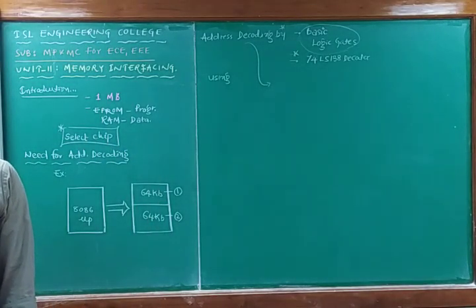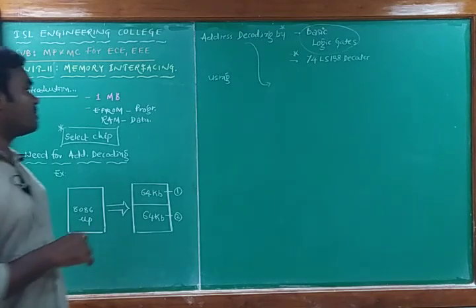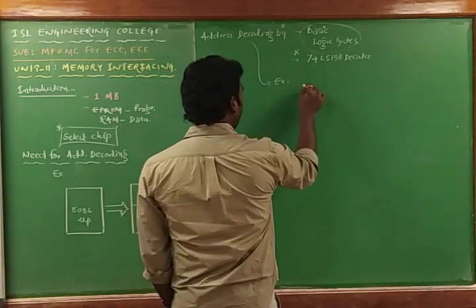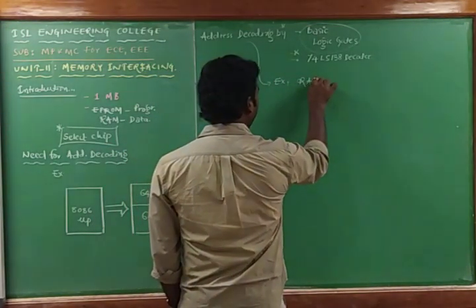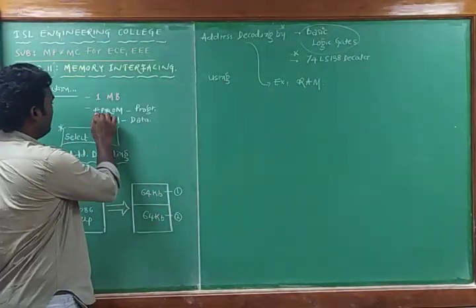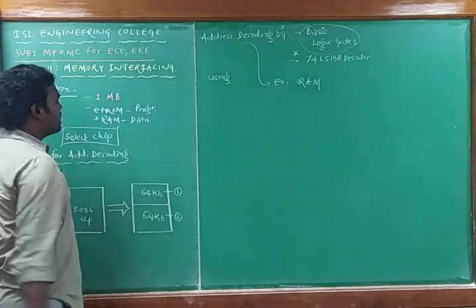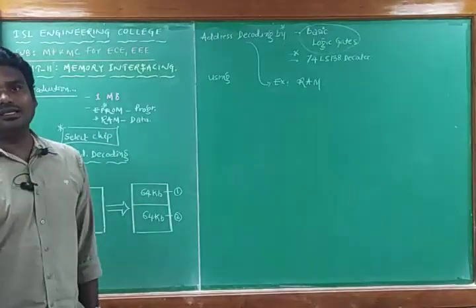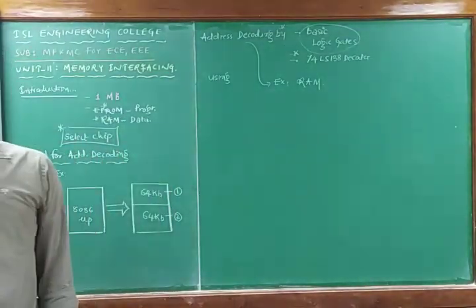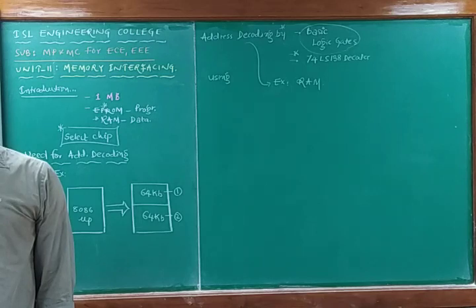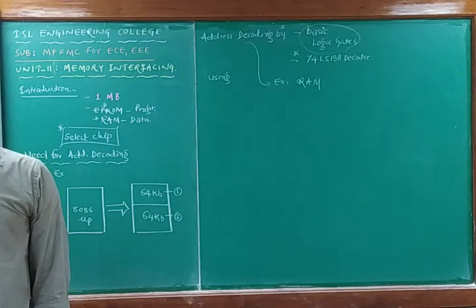Consider a RAM of 64 kilobytes. I am going with this example. RAM is used for storing the data only. Just now I have explained, RAM is used to store the data, whereas ROM is used to store the program or instructions. Here I am going with the example. Consider a RAM of 64 kilobytes to be connected with an 8-bit processor.